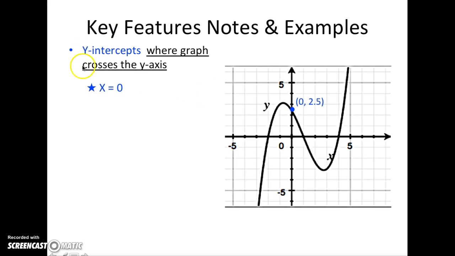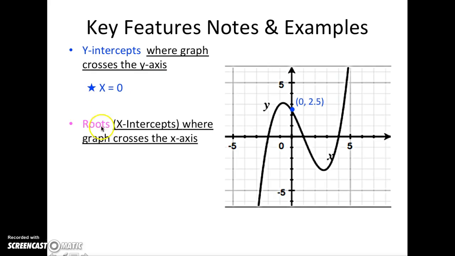Go ahead and make this note down. At the y-intercept, x is always equal to 0. Now the reason why that's important is because sometimes you have to apply that knowledge. You won't be told, but you'll have to apply it, knowing that if you're looking at the y-intercept, x is equal to 0, to solve higher order problems.